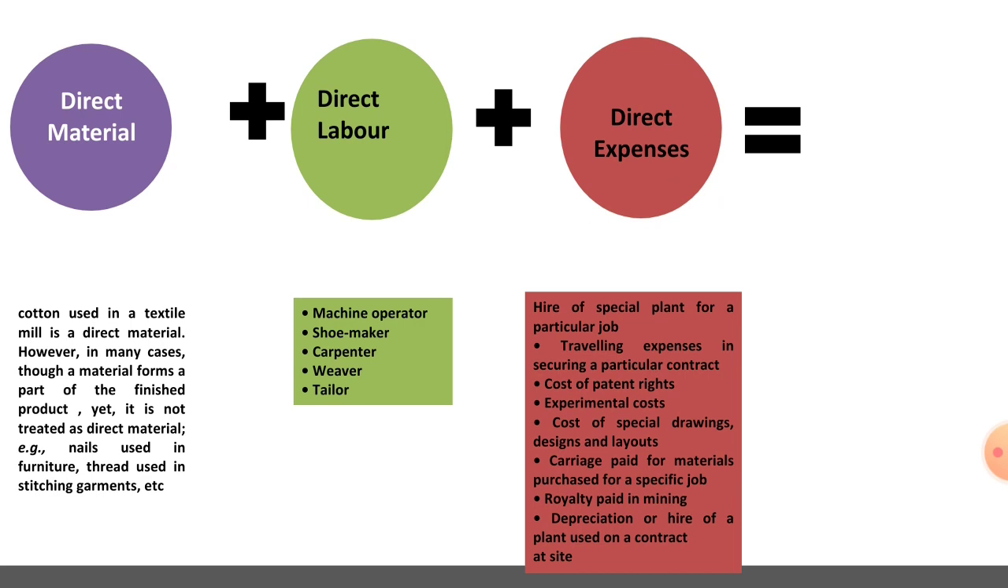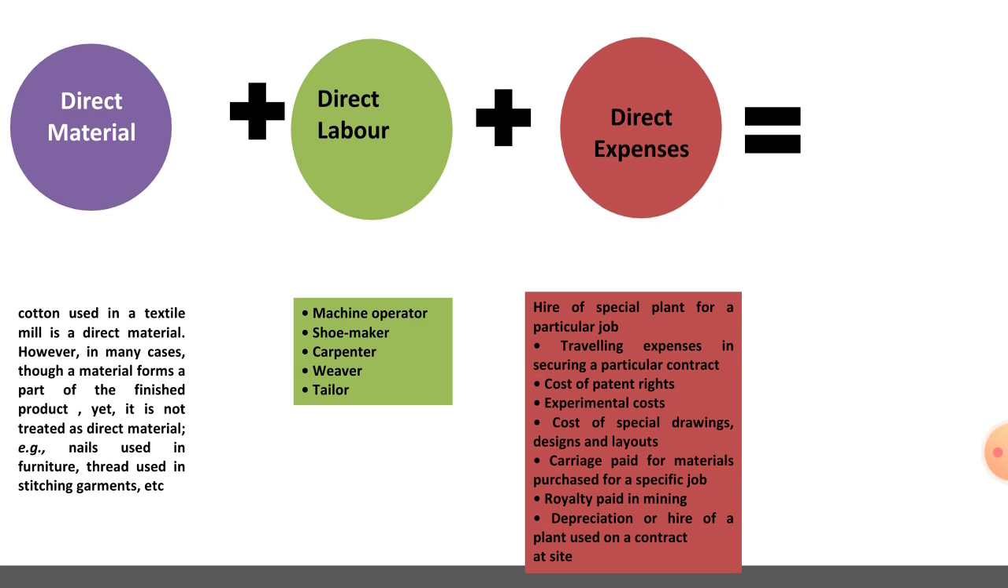And in that cost of material consumed, there are some other expenses which are considered as direct material. To give an example of direct material, the cotton which is used in the textile industry is an example of direct material. Nails which are used in furniture, then thread which is used in stitching of the garment. So these are a few examples of direct material. In simple words, we can say direct material is the amount of material that is used for manufacturing of any product or services.